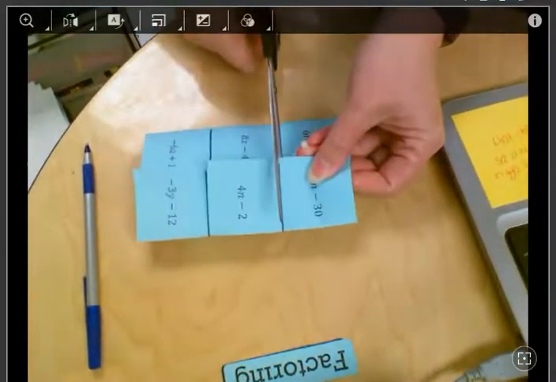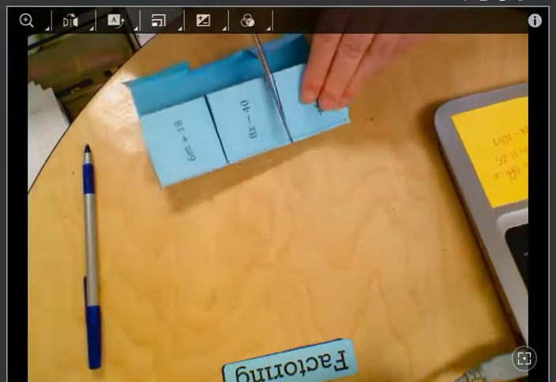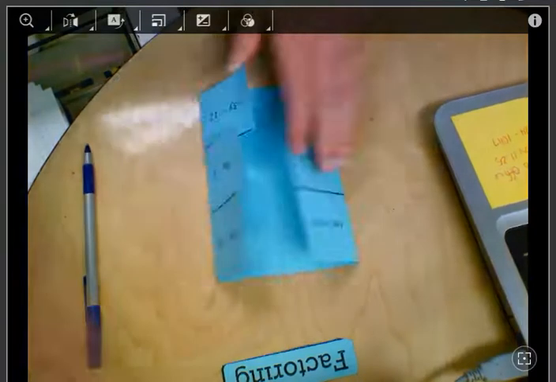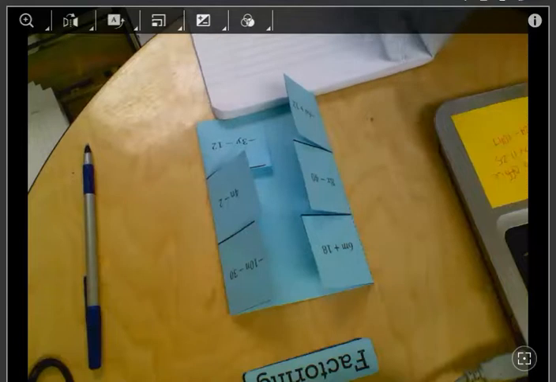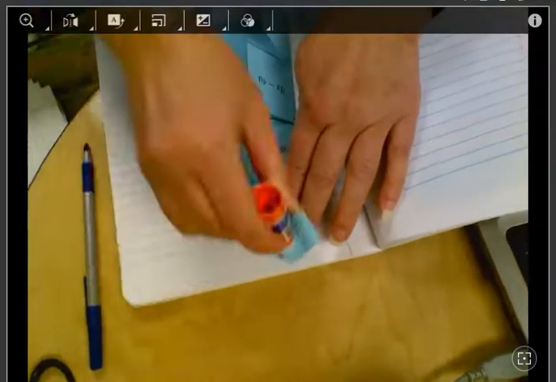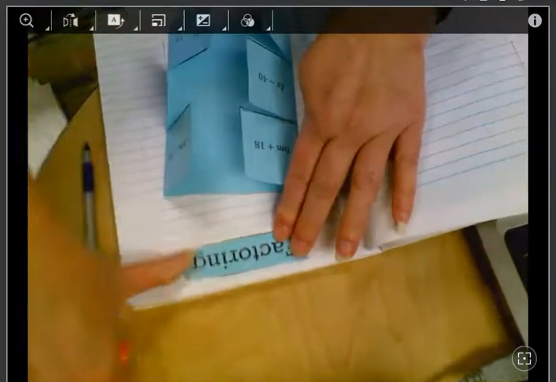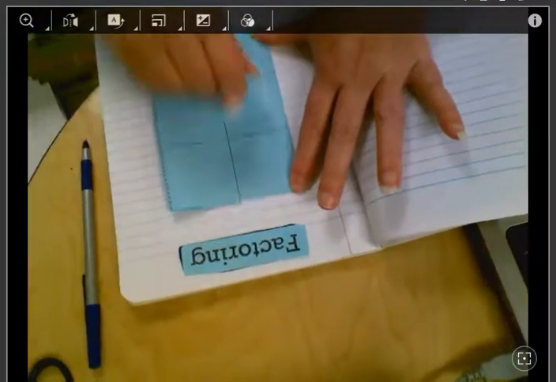And then you're going to cut on these bolds yet too. So they're flippy flaps. If you had Mr. Carter last year, he always had flippy notes. So this will be our notes here. So then you get your book and you turn the page to the next page after distributing. And we're going to glue this page in. So factoring is your title. Okay. And then we're going to glue this piece down.